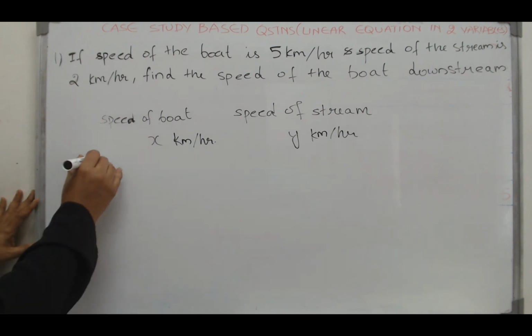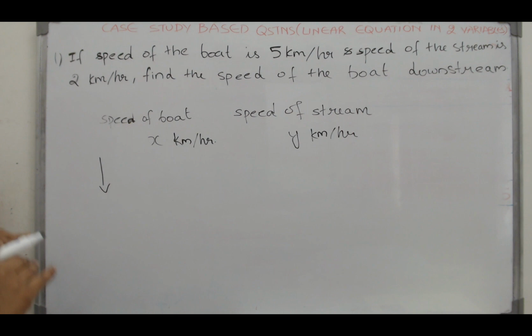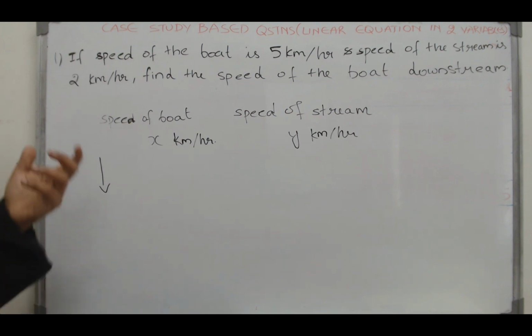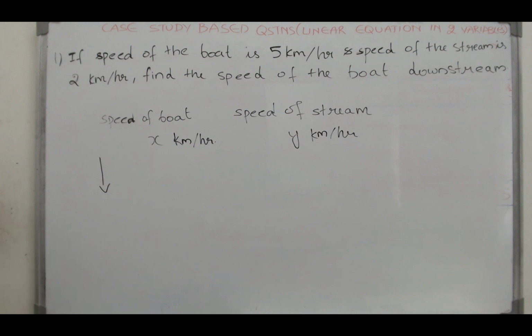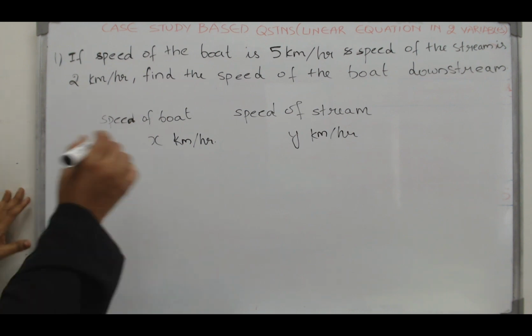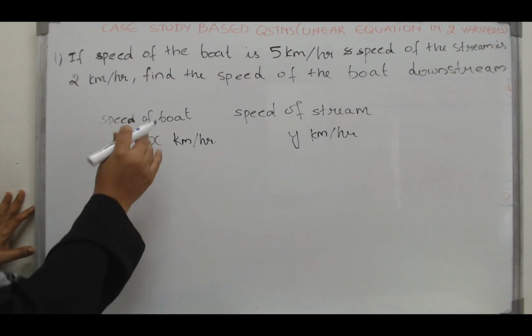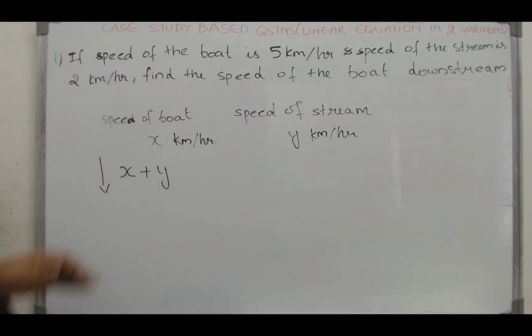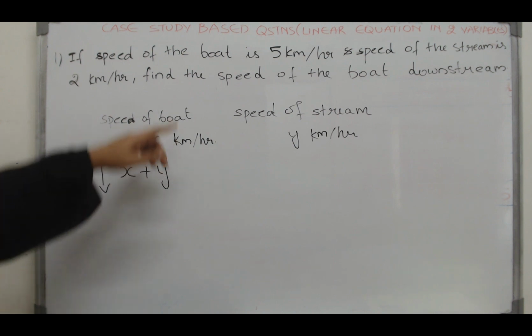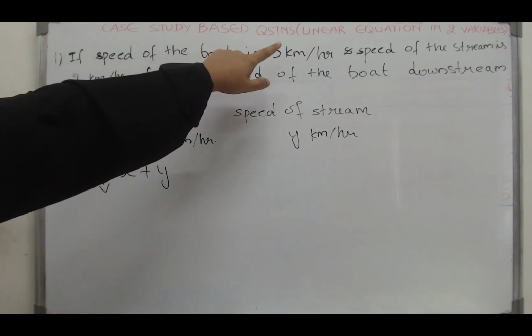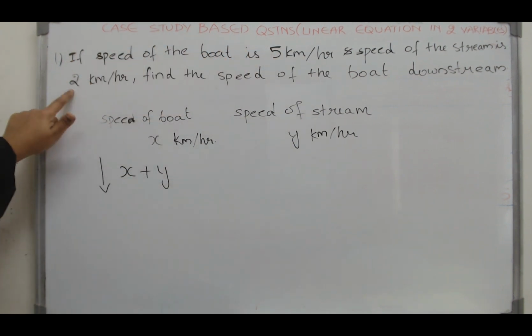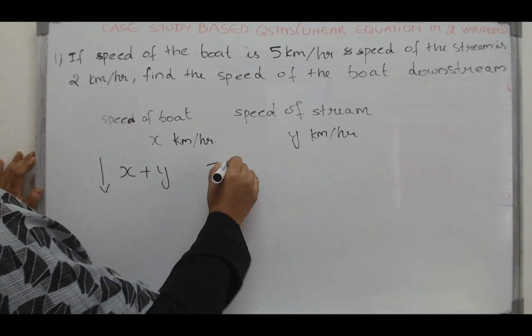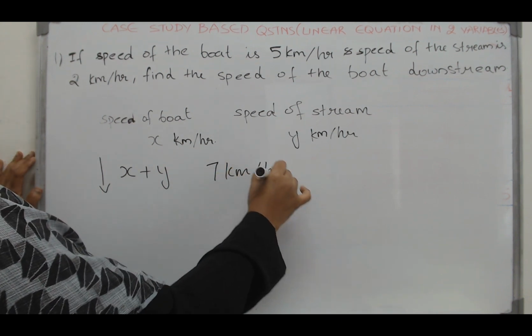Suppose the boat is going downstream, which means it is traveling in the direction of gravity, which means what? There will be a pull, its speed will increase. Then the speed of the boat will be x plus the speed of the stream. So totally it will be x plus y. Then in this case it will be what? It will be 5 plus 2, which is 7 kilometer per hour.